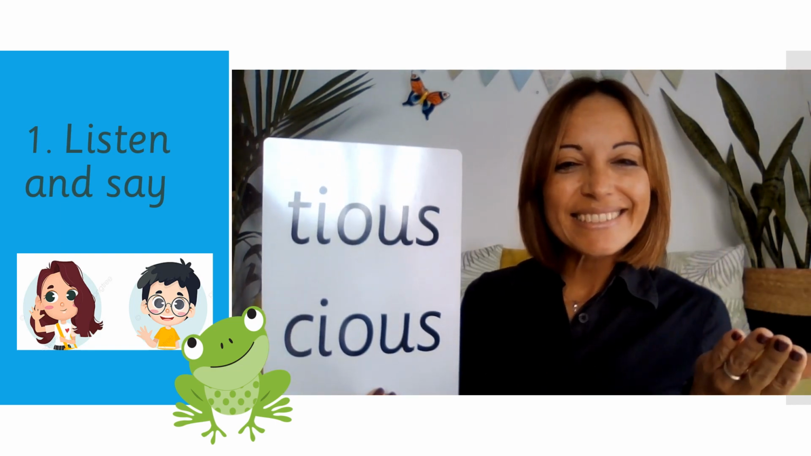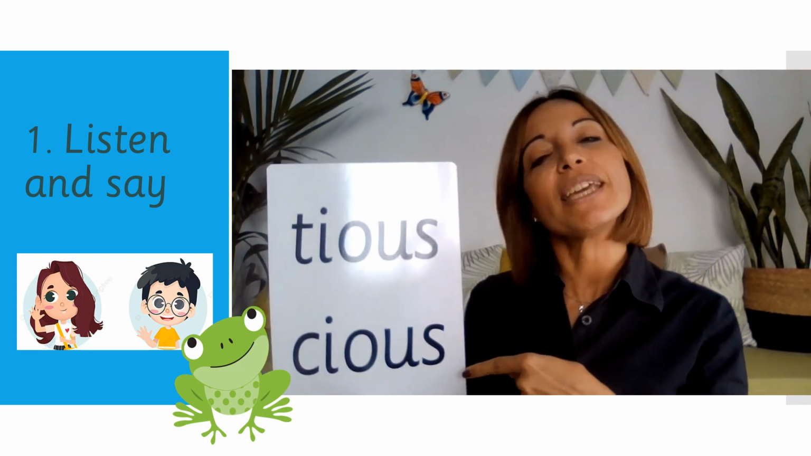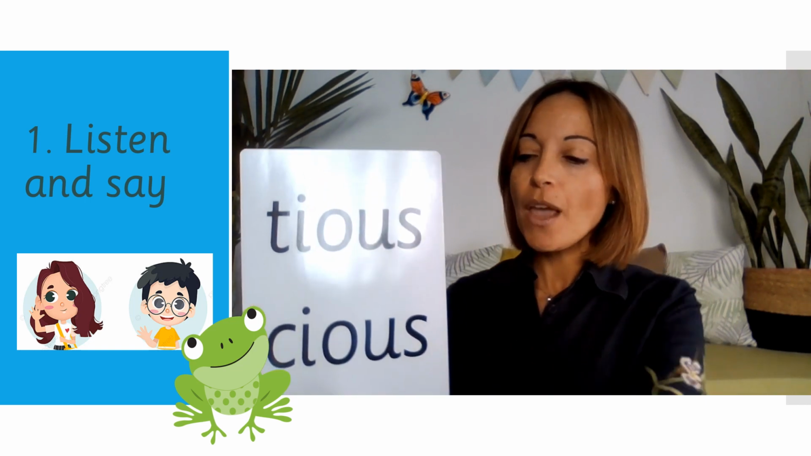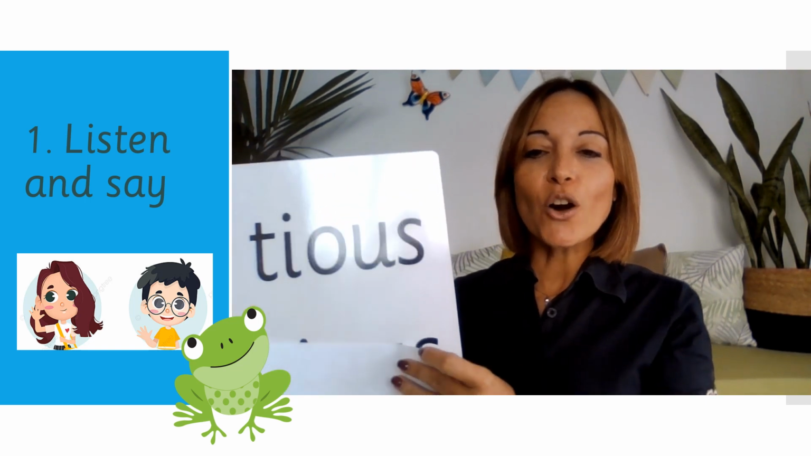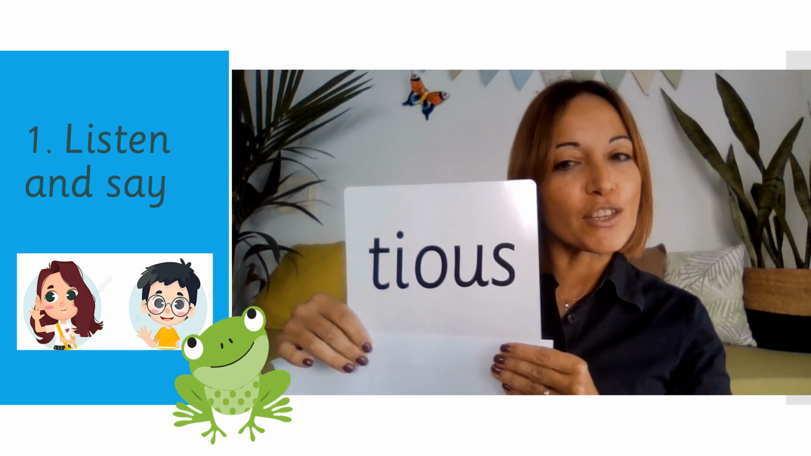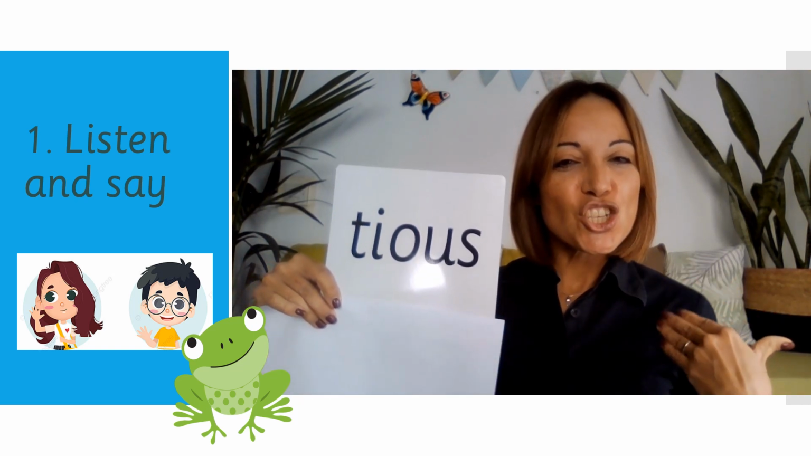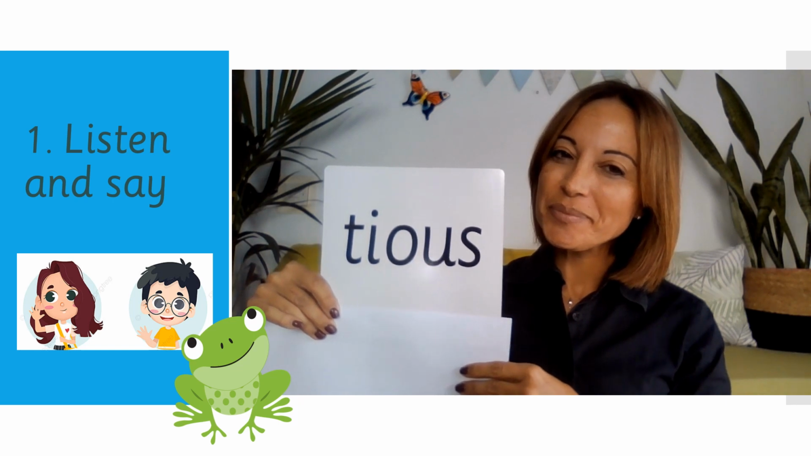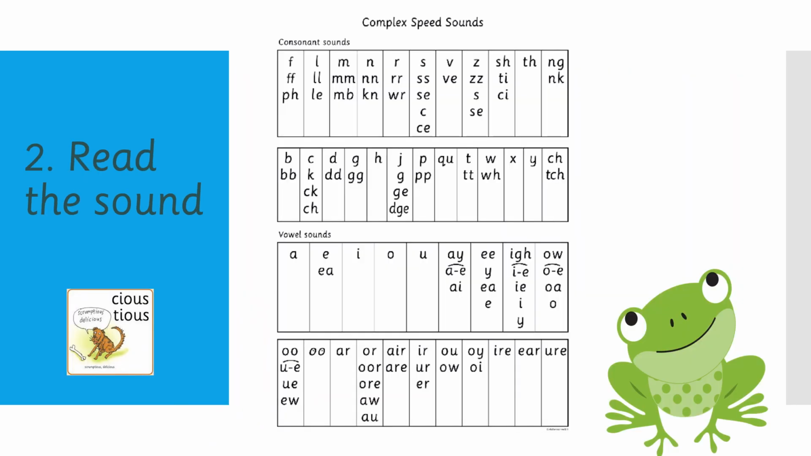Now let's see what the sound looks like. Shiss. There are two ways we can read the shiss sound. For this lesson, we are going to focus on the first one. Let's take a look at our speed sound chart. Shiss has got two special friends, the sh and the ow sound.